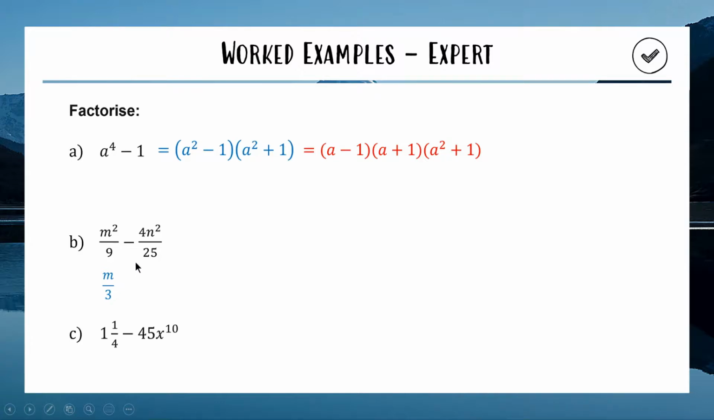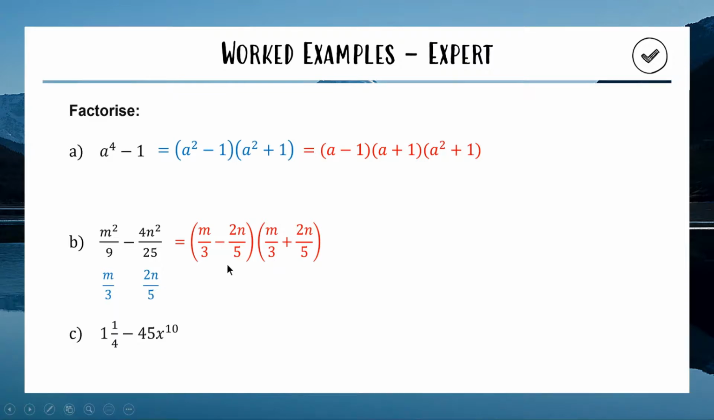Second term, we've got similar stuff. We've got 4n squared on the top. That's 2n all being squared. And on the bottom, we've got 5 squared. So this fraction right here is the square root of this fraction. We have a difference of two squares, so we're going to add these and subtract these and put them in some brackets, please.